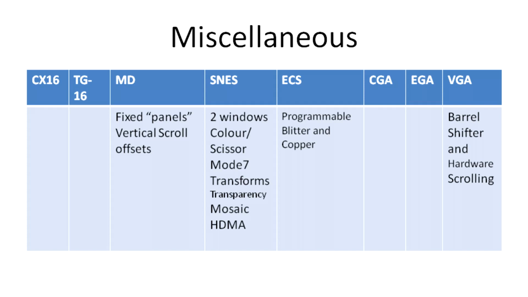The SNES. Well, where do we begin with the SNES? There's 2 color windows, which can do Boolean algebra with each other. They can either affect a color, they can either scissor display.